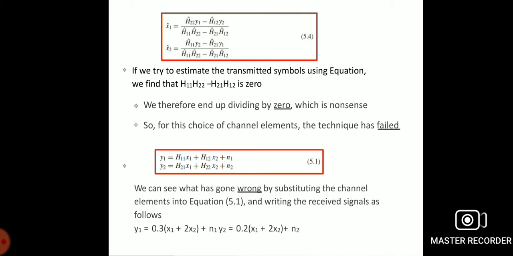And similarly the same for the other weighted signal of the other symbol period. So if we try to estimate the transmitted symbol using the equation, we find that h11 h22 minus h21 h12 is 0. We therefore end up dividing by 0, which is nonsense. So for this choice of channel elements, the technique has failed.